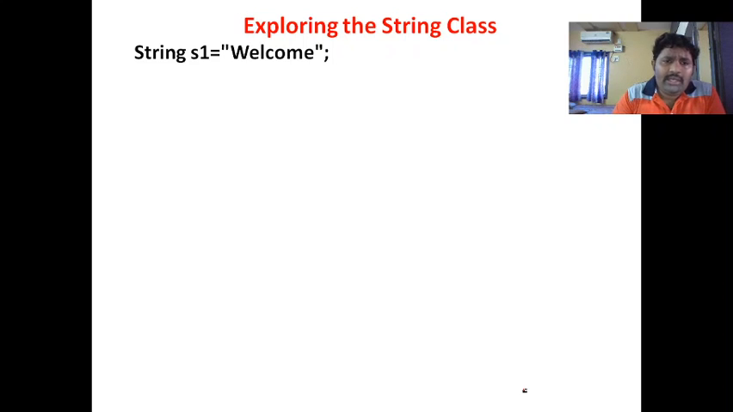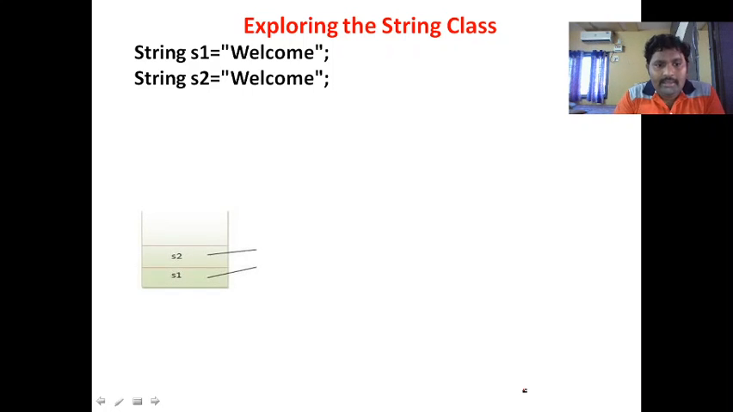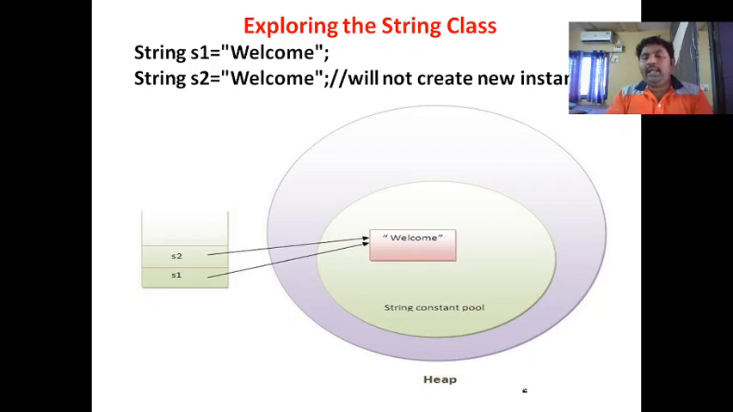Here I have String s1 is equal to "welcome", and I have String s2 is equal to "welcome" also. Now, what is happening internally in terms of memory? See here, I have two reference variables: one is s1 and the second one is s2. Internally, whatever strings we create are stored in a pool called the string constant pool. Inside the heap memory area, there is a pool called the string constant pool. Within this string constant pool, the welcome object is created. Then that particular address reference is given to s1 and s2.